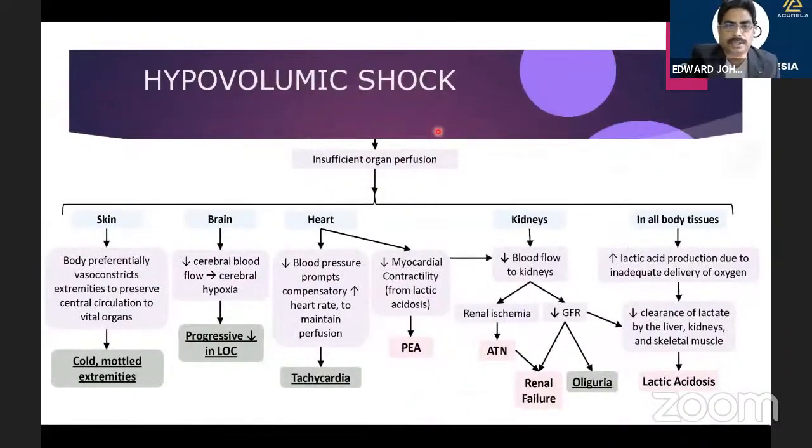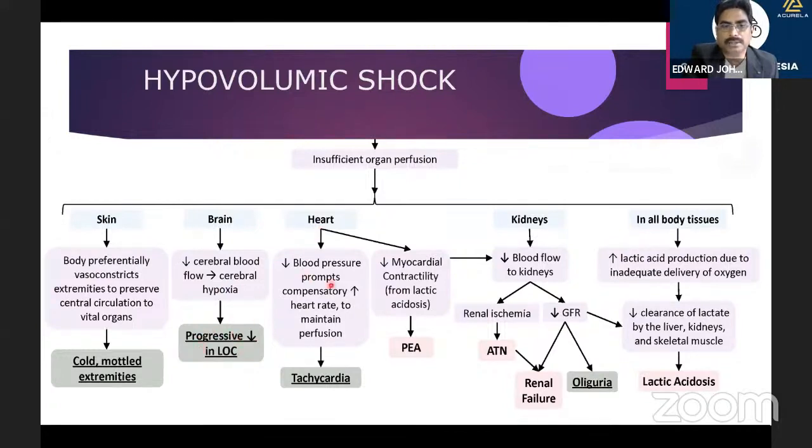What happens once the organ perfusion is reduced because of your hypovolemia? Irreversible damage occurs. In the skin, it leads to vasoconstriction and diversion of the blood from the skin to the vital organs, that is, from non-vital organs to vital organs. The skin looks cold, with mottled extremities. In the brain, blood flow reduces, so cerebral ischemia eventually results in progressive loss of consciousness. This is the end organ damage.